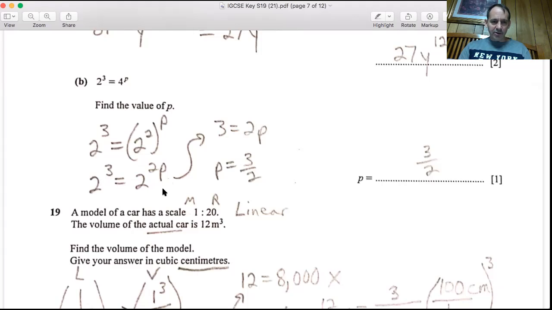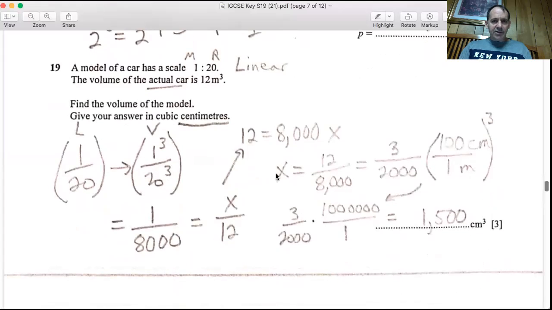Technically, you're using logarithms. So I don't really like that part because you don't really know what operation you're doing to make those 2's disappear. So you are actually using a logarithm, and the 2's will cancel, and you get 3 equals 2p. Solve for p: p equals 3/2.